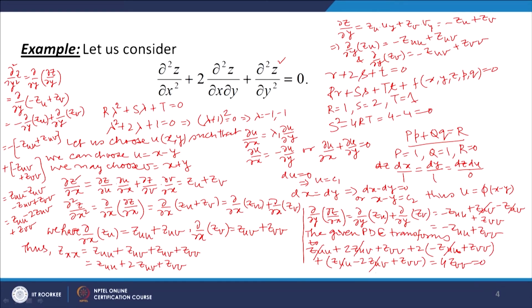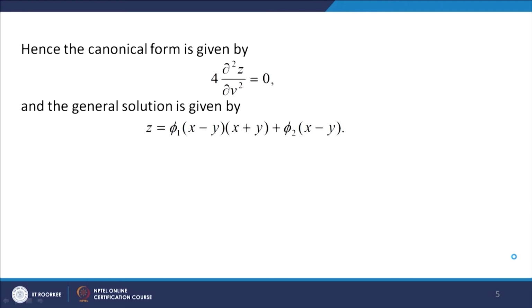Okay. So this gives you 4 delta square Z over delta V square equal to 0. Okay, this is what we get. So this is the canonical form here. You can see 4 delta square Z over delta V square equal to 0.